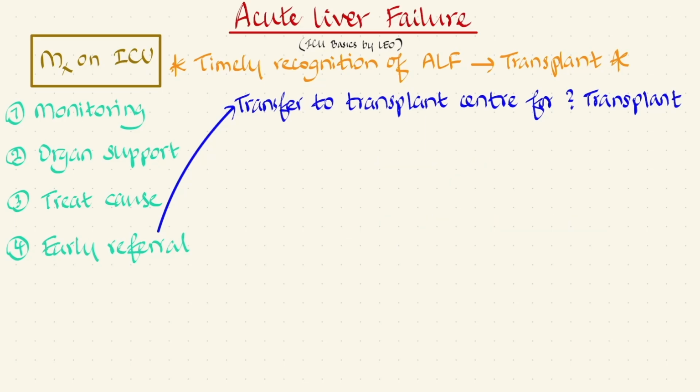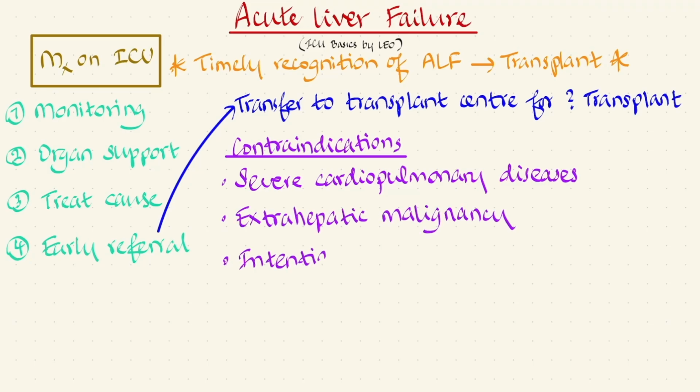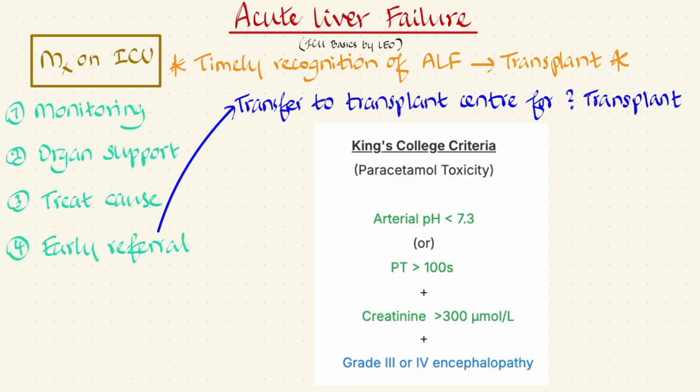It is essential to identify the contraindications of transplantation, such as severe cardiopulmonary disease, extrahepatic malignancy, and intentional overdose or substance abuse. Here in the UK, we use King's College criteria for liver transplant in patients with paracetamol-induced acute liver failure, which include arterial pH less than 7.3 or all of the 3 factors: prothrombin time more than 100 seconds, creatinine more than 300 micromole per liter, grade 3 or 4 encephalopathy.